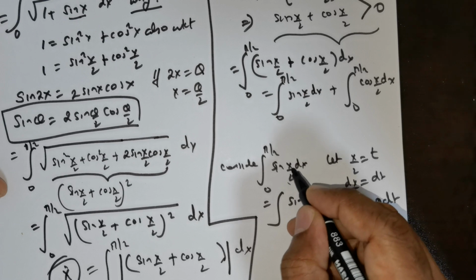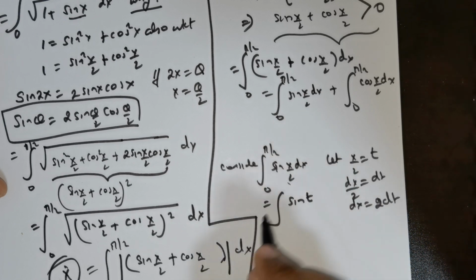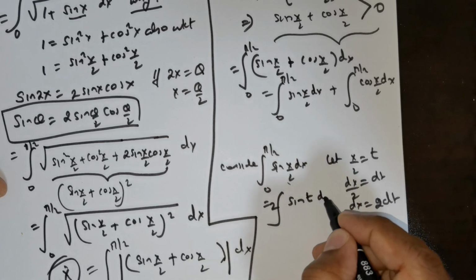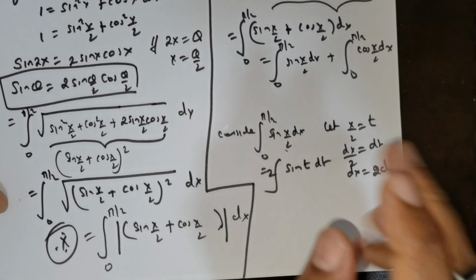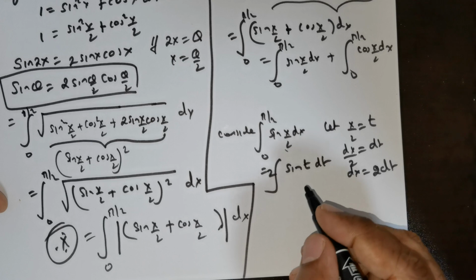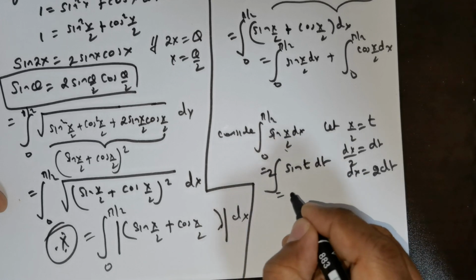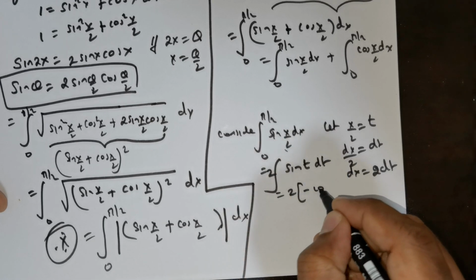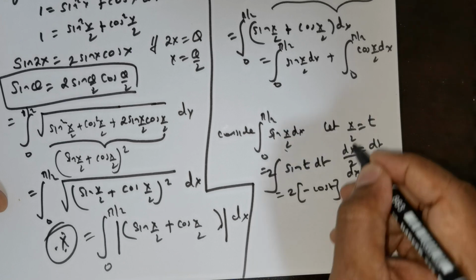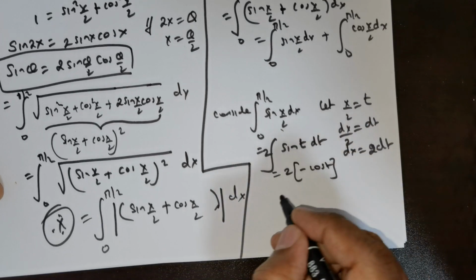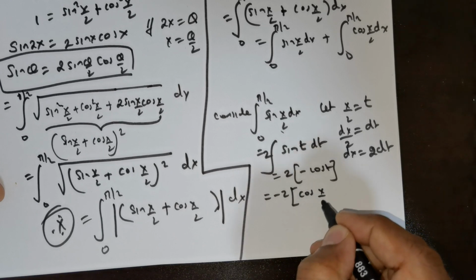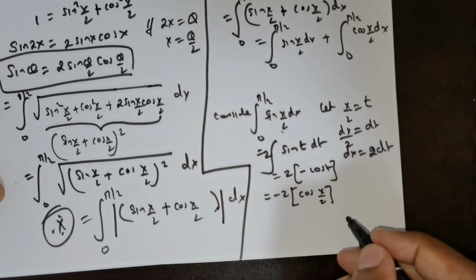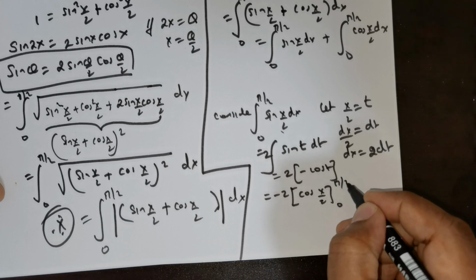So this is equal to the integral. In place of x over 2, I got t. In place of dx, I got 2 times dt. Now you don't have to place the limits as yet, right? You just integrate this. So this is equal to 2 times the integral of sine t, which will give you negative cos t. Now what is t? Substitute that, x over 2. So this is equal to negative 2 cos of x over 2. Now you go to the original limits. That's 0 to pi over 2.